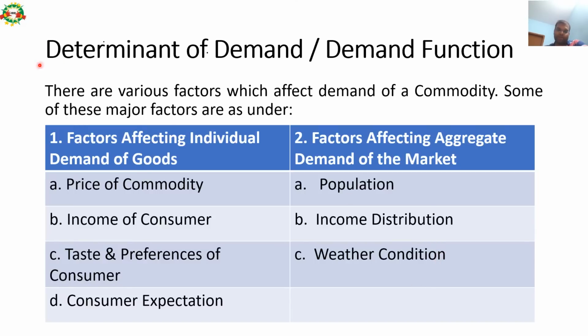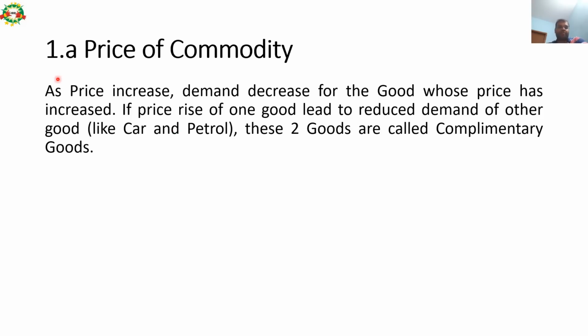Please make a note of this slide. Sometimes a 1 mark theory question comes out of this slide only. So first is price of commodity, how it affects. As price increases, demand decreases for the goods whose price has been increased. If price rise of one good leads to reduced demand of other goods like car and petrol, these two goods are complementary goods.